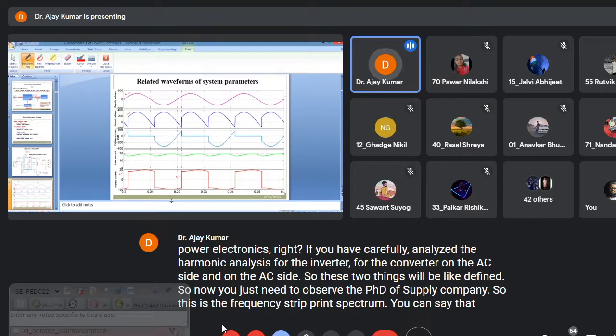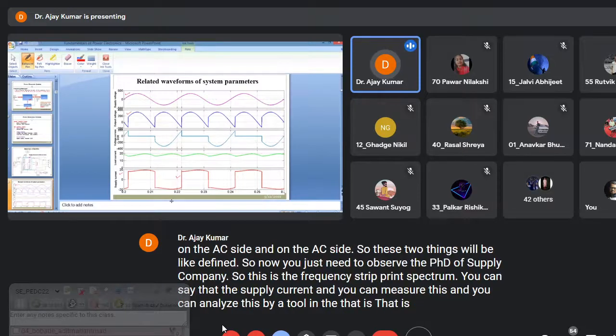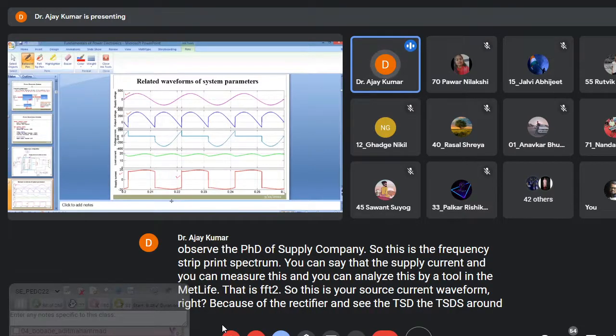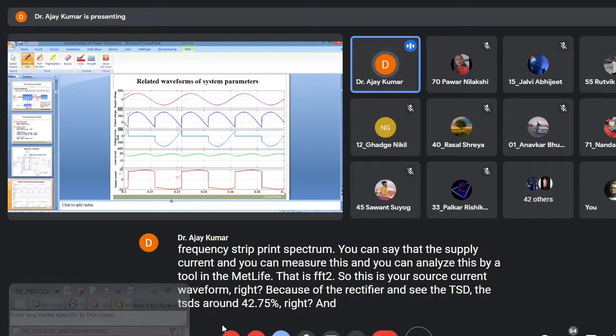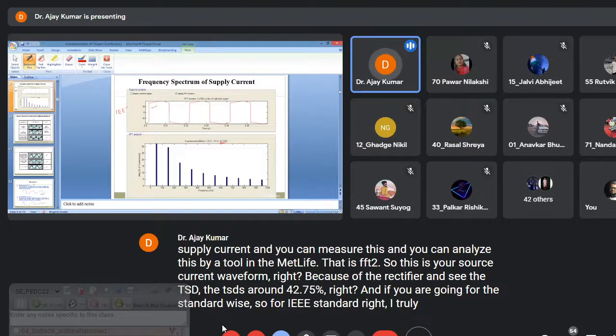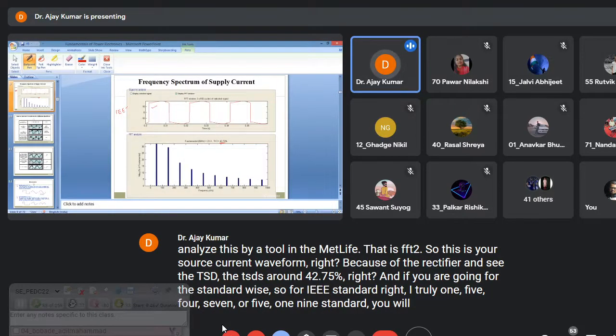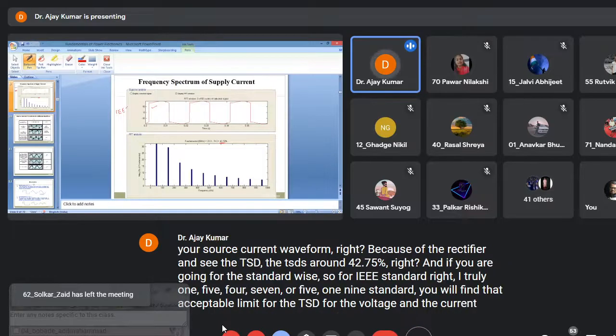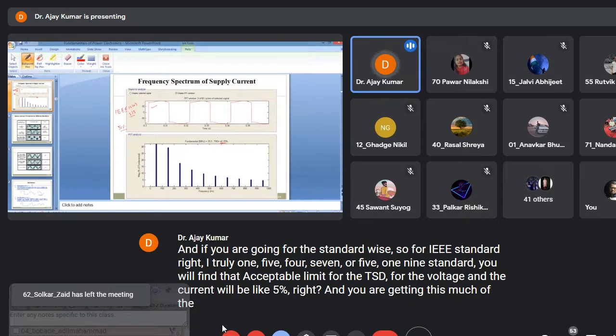So this is your source current waveform, right? Because of the rectifier, and see the THD. The THD is around 42.75%, right? And if you go by the standards, for the IEEE standard, IEEE 1547 or 519, you will find that the acceptable limit for the THD for voltage and current is 5%, right? And you are getting this much THD. So this is not an acceptable limit, right?